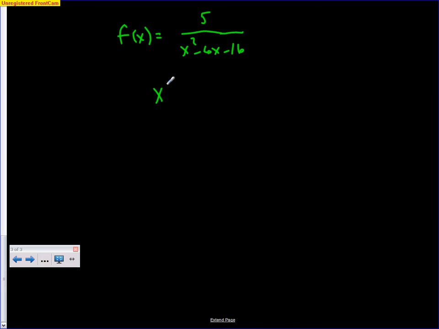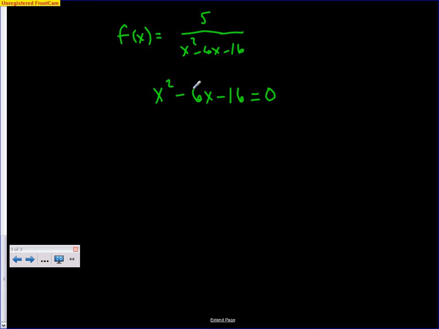So I have to first think to myself, x squared minus 6x minus 16. What number is going to make that equal to 0? I don't have to worry about the numerator because it's a 5. That's fine. The numerator doesn't matter when talking about domain. So let me see here. I've got to solve this.